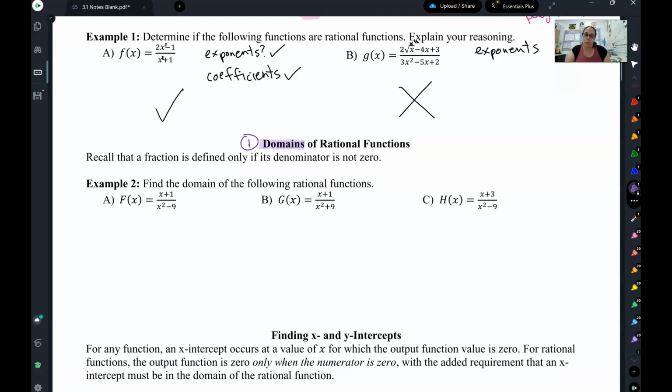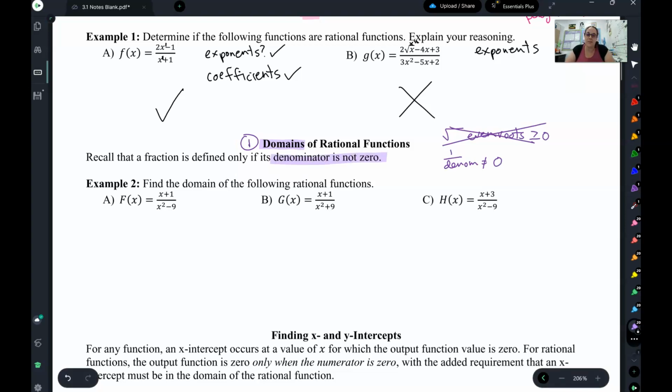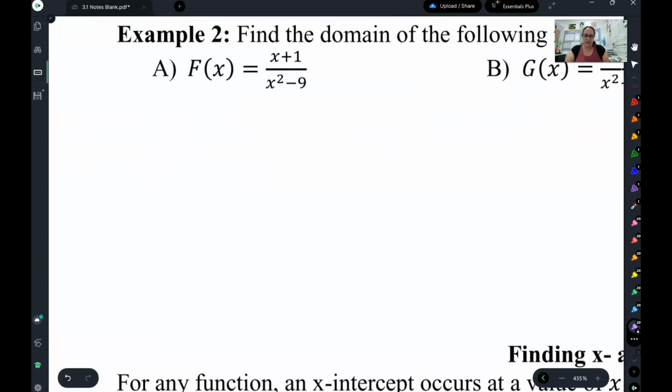Now, if we remember from when we've talked about domain, which we've talked about since the beginning of class, for domain you look at even roots, which have to be positive, and you look at denominators, which cannot equal 0. Well, we just showed in example 1 that roots are not going to happen in this chapter. If there's a root in it, it's not a polynomial, which means it's not a rational. So we don't need to worry about roots in chapter 3. We're not going to have them. So for our domain, the only rule we need to remember is that the denominator cannot be 0. So let's practice that in example 2.